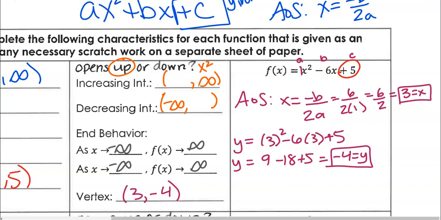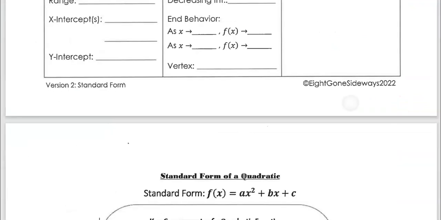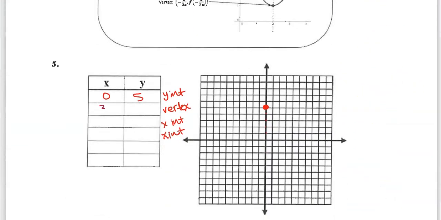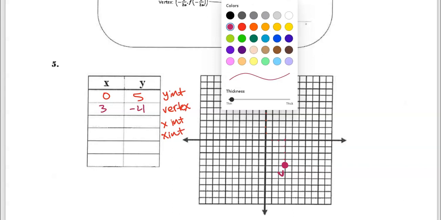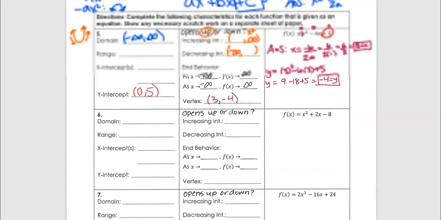I'm going to go ahead and plot that point also. I'll come back up. 3, -4 is my vertex. 1, 2, 3, and then down 1, 2, 3, 4. There's my vertex. All right, and here's the y-intercept. So we need my 2 x-intercepts, right? To finish my graph at least. All right, I'll go back up for y'all.